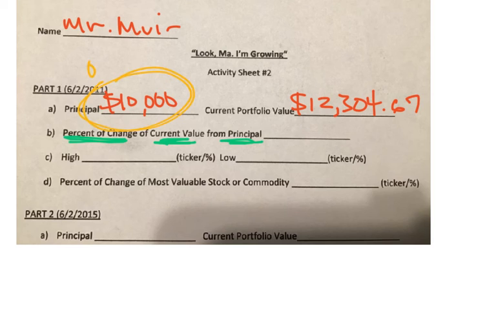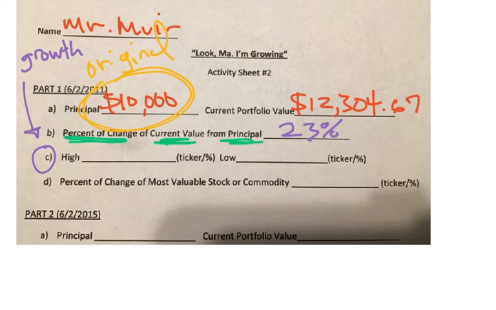And then on my little sheet, I would put percent of change of current value from principal. And I put, this is my original. Sorry, I forgot that part. And I put 23%. All right, let's move on to C. Now, C is asking about growth. I want to know what was the highest growth and what was the lowest growth. And so this is what we're talking about, growth. And so I'm going to look at the percentages for my high and my low.